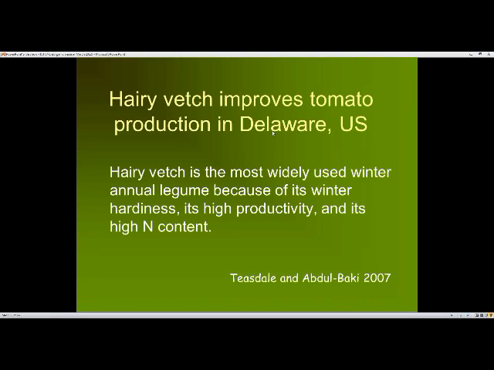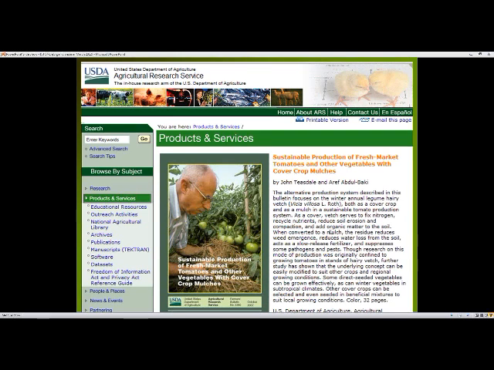The ARS Beltsville, Maryland group has worked for many years, really several decades, looking at how to best use hairy vetch in vegetable systems in the Maryland area. And they say in their 2007 publication that hairy vetch is the most widely used winter annual legume because of its very strong attributes: winter hardiness, high productivity, and high N content. So hairy vetch has been used in the Northeast and in many other areas of the U.S. due to these very strong and predictable attributes.